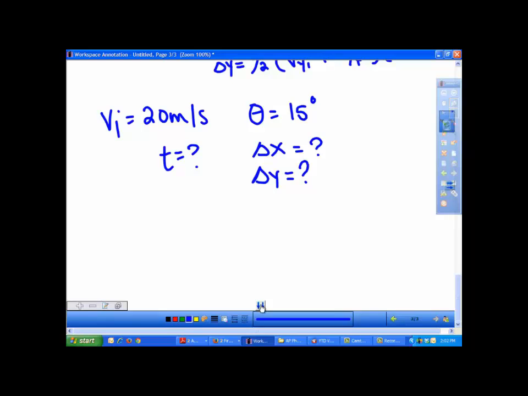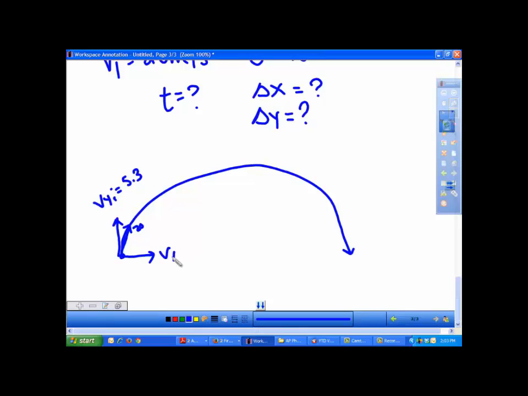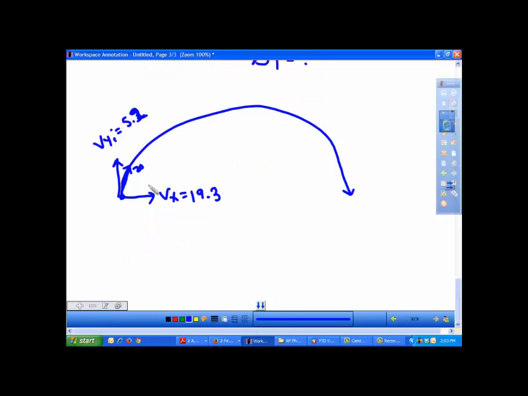So let's go back and look at our picture of that situation one more time. This is our projectile. I already split this up. I gave it an initial speed of 20, right? This is 20 meters per second. But I already split it up into its x and y parts. I know for the y motion, my initial speed is 5.2, and for the x motion, my initial speed is 19.3.